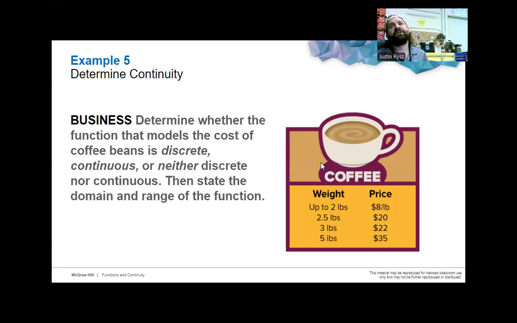And try to determine whether this one is discrete, continuous, or neither. So we got a price. If we're at a coffee shop, we're buying bulk coffee here. If I want to pick a bag, fill it up myself, up to 2 pounds would be $8 per pound. And then they sell other bags that are pre-filled: 2.5 pounds for $20, 3 for $22, 5 for $35. Then what we're going to do is state the domain and range of that. Think about it, try it.